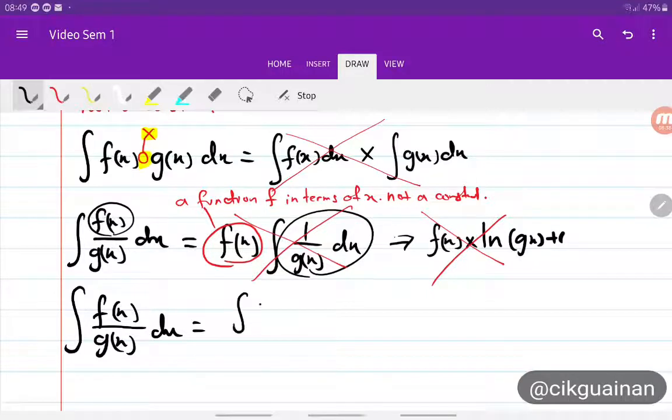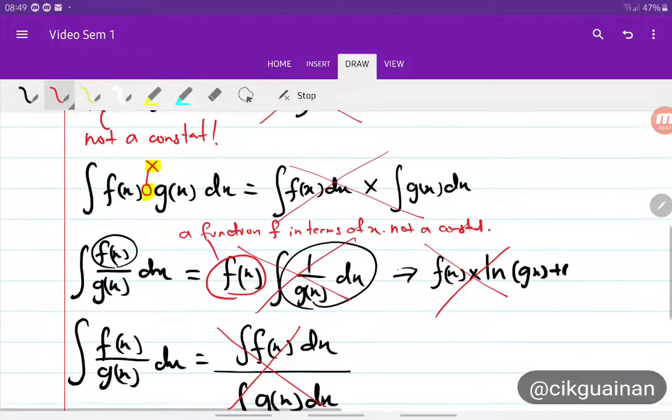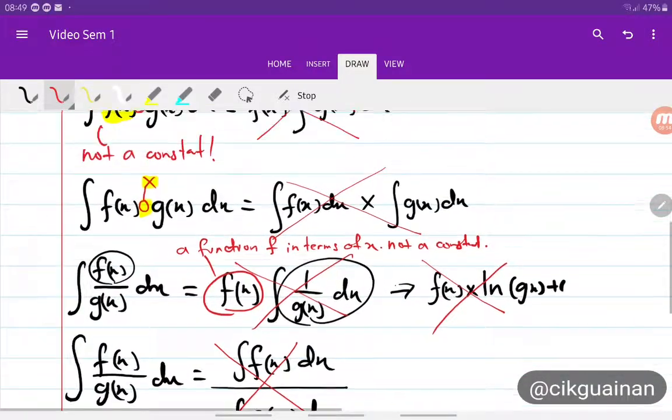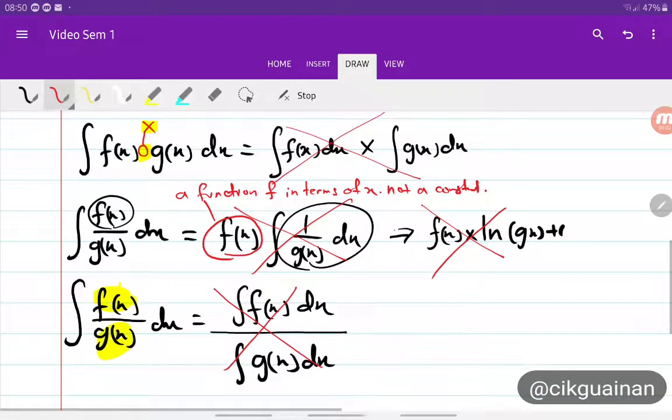Okay, and then the last mistake that you will do: integral of f(x) over g(x) dx equals, what you do is you integrate f(x) separately, integrate g(x) separately as well, and then you divide them. This is also wrong, and very wrong. Why? Because for you to separate them, the operation between f(x) and g(x) must be plus or minus. As you can see here, in the middle of f and g, it's a line. This line means division, right? f(x) divided by g(x). It is not plus or minus. That's why you cannot do this.